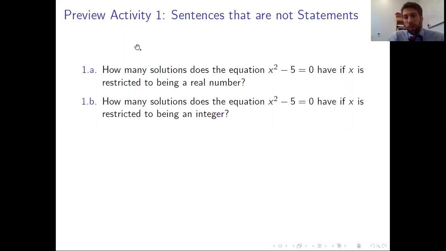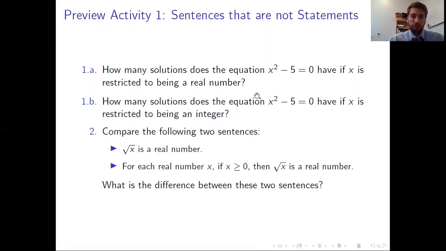Now, x squared minus 5 equals 0, if x is restricted to being an integer, has no solutions because both of the solutions from the real numbers are not integers. This illustrates that it's important to know what type of thing the variable stands for. So if it's a real number, we can have two solutions here, 0 solutions here.